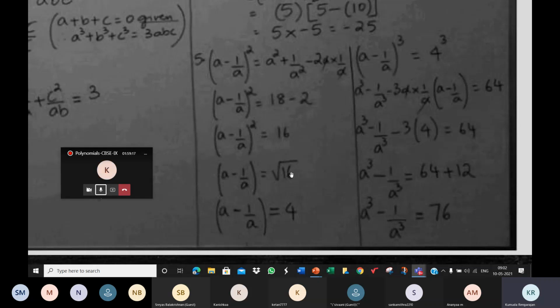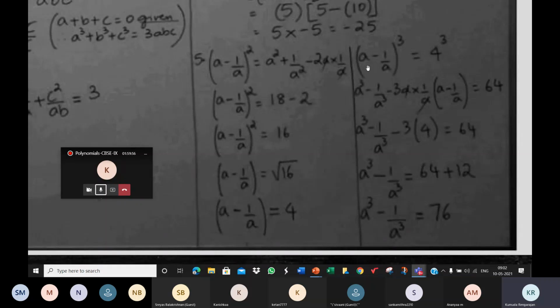Now, see, why should you start like this? I told you, to find the value of a cube minus 1 by a cube, you need the value of a minus 1 by a. If we had to find the value of a cube plus 1 by a cube, then we need the value of a plus 1 by a. So a minus 1 by a we need, so we square it, we use the identity, expand it like this, substitute the value given to us, and a minus 1 by a is 4. Now this equation you cube on both the sides, and you get the value of a cube minus 1 by a cube.